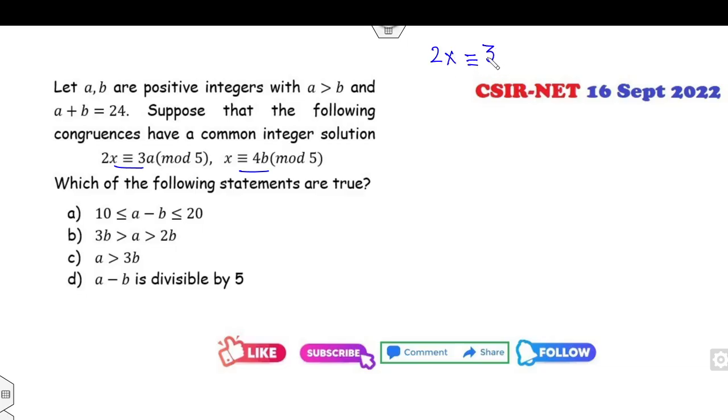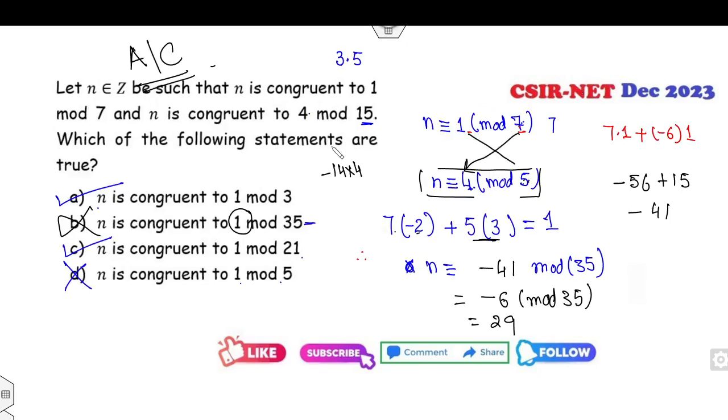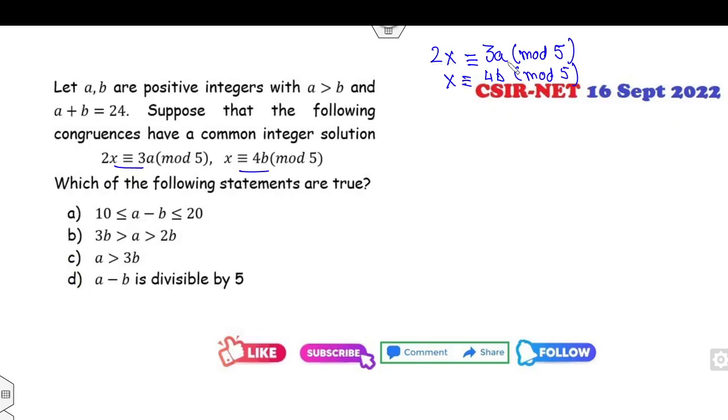2x is congruent to 3a modulo 5. Fine. x is 4a, and x is 4b modulo 5. Make sure in this approach that I told you, the coefficient of x must be 1. So how can you make this coefficient 1? I can multiply x by 3. So then this number will be 3 into 2, which is 6, and 6 is congruent to 1 mod 5. So 3 into 3a, that is 9a, which is 4a modulo 5. And the second equation will be x is 4b modulo 5.